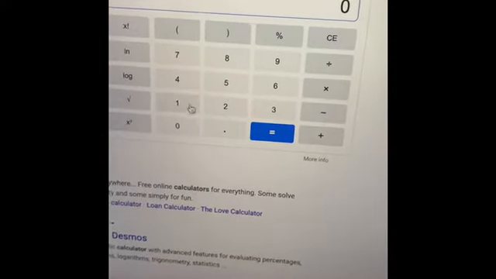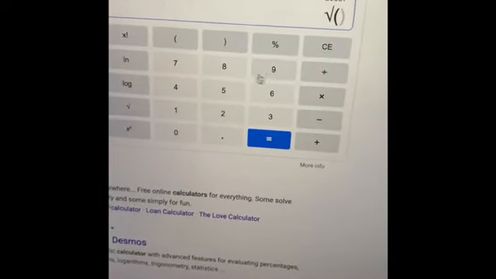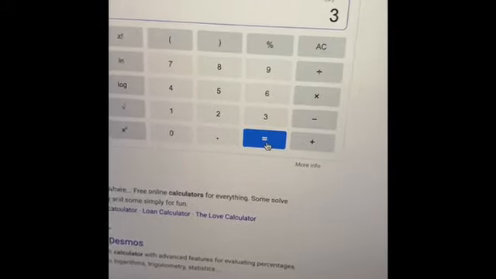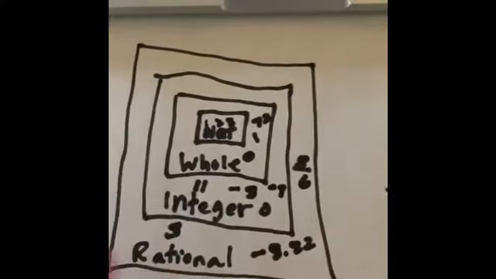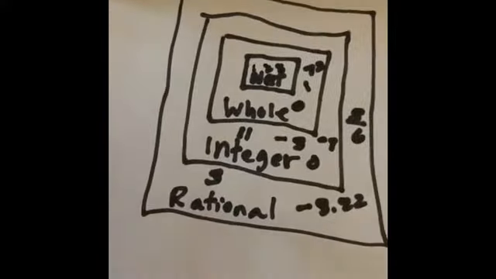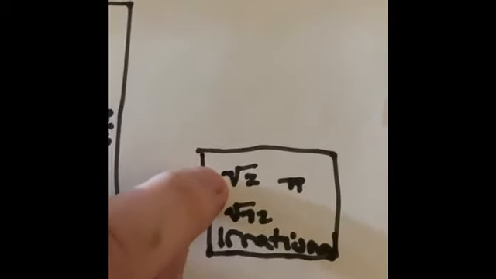Now, on the other hand, if we did the square root of 9, we would just get 3, which is definitely a rational number. So we have to be careful and not make the mistake that just because it has a square root sign, that makes it irrational, because that's not true.